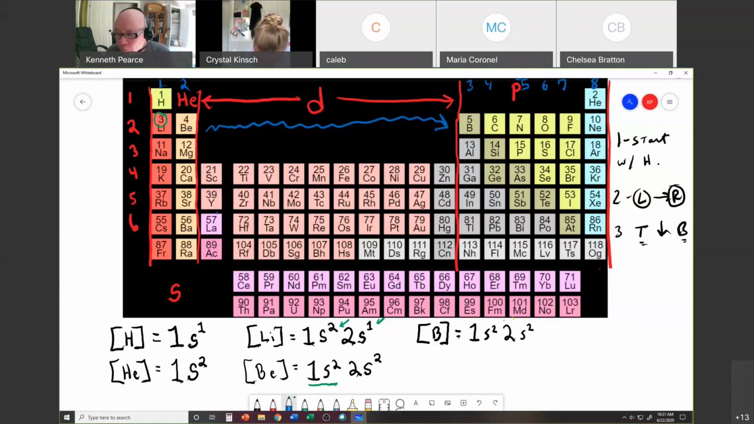But what kind of element is boron? Boron is a P element. It's the first one in the P elements, but it is on what row? It is on row 2. It's still row 2, even though I jumped across. See how I jumped across with that blue arrow? But now we're in the P elements. And how many electrons do you have in that 2p subshell? Just 1.